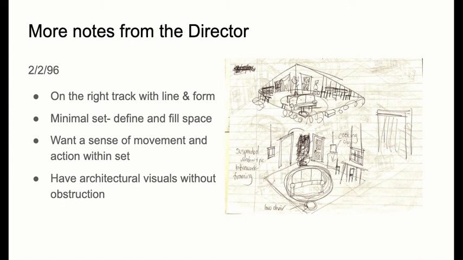Okay, so fast forward to February. Notes from the director. On track with this new idea of line and form, really a desire to have minimal sets. So kind of defining and filling that space, especially with that proscenium that's upstage that we were talking about. So there needs to be something there, not just a black curtain, but a sense of movement and action within the set and having architectural visuals without obstructing the set in any way.